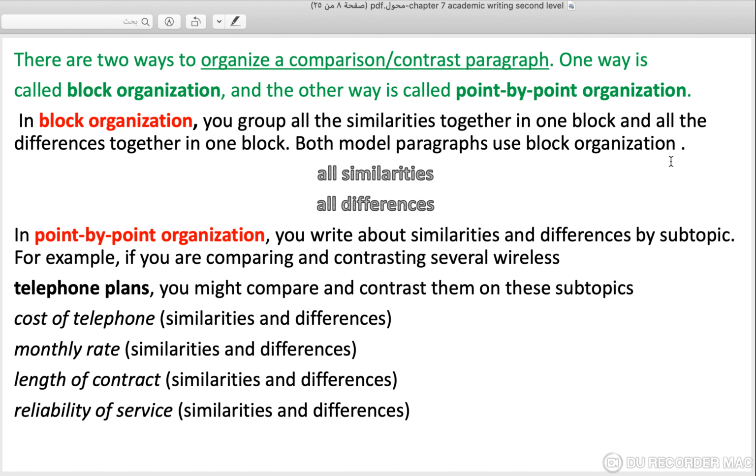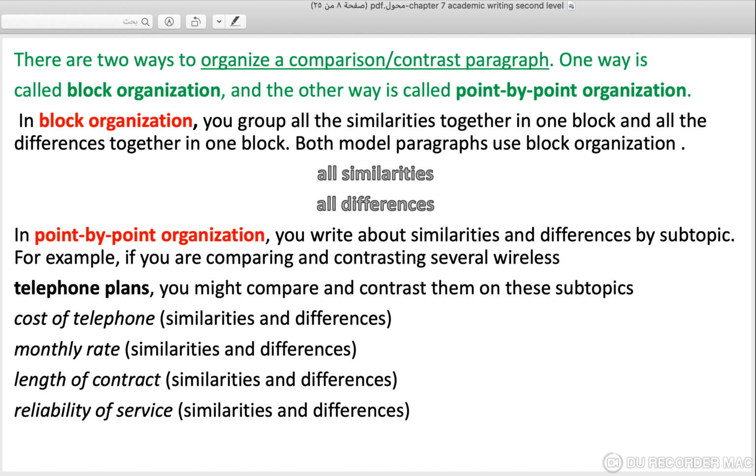طبعا two paragraphs الأول اللي عندنا والثاني هو استخدم البلوك organization. فمثل ما لاحظنا ال similarities and differences كلهم blocked in paragraphs. عندنا in point by point organization you write about similarities and differences by subtopic.